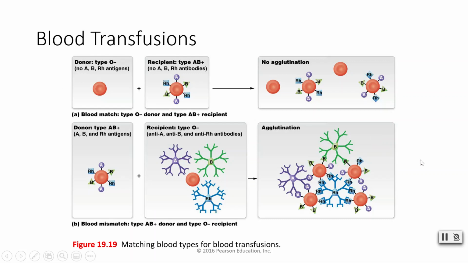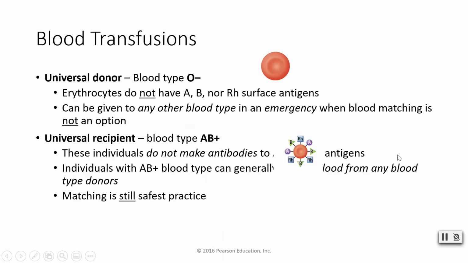Just a few more images of what would happen if you gave somebody the incorrect blood type. No agglutination if we do it correctly, lots of agglutination if we do it incorrectly. Universal donors and recipients. If you have O negative blood, I am sure that the Red Cross calls you every couple of weeks asking for you to come in and donate blood, because if you are O negative, then you have no surface antigens, you have no A, no B, no Rh. You can really donate to anybody.